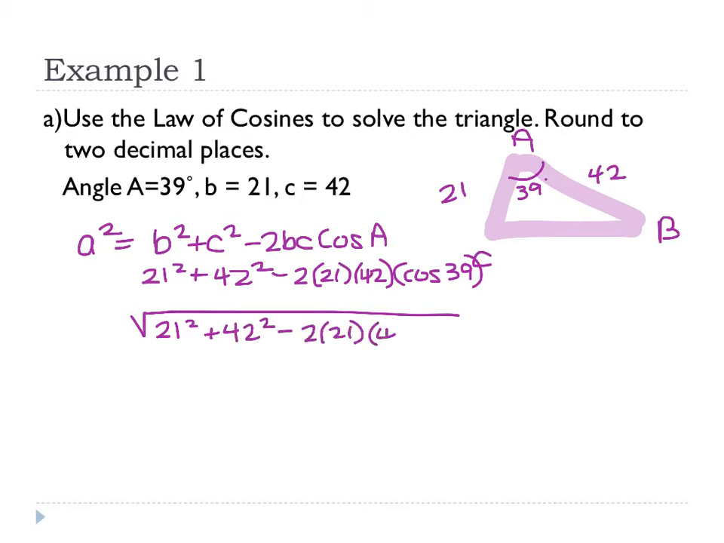And your calculator follows the natural order of operations, and will solve it the way it needs to be done. So square root of 21 squared plus 42 squared minus 2 times 21 times 42 times the cosine of 39. And I get A equals 28.88.